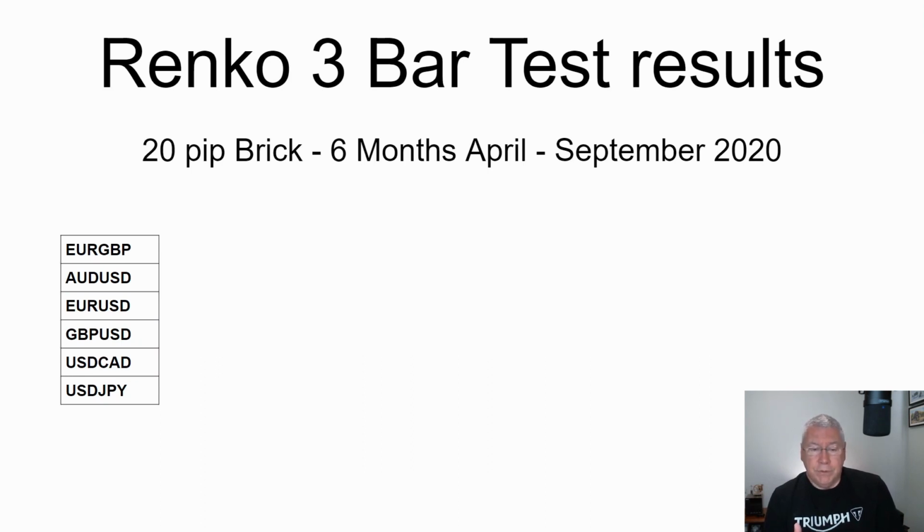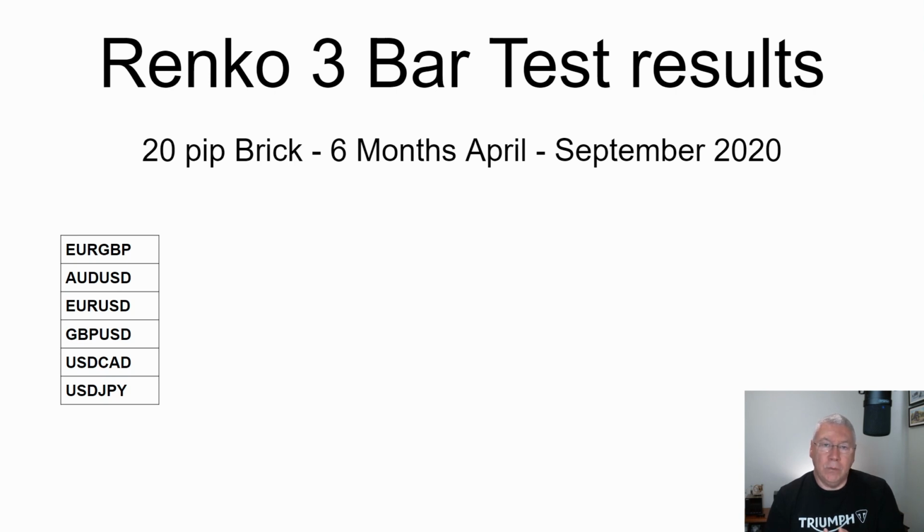I ran across 6 currency pairs: Euro Pound, Australian dollar, Euro US dollar, Pound US dollar, Dollar Canadian, and Dollar Yen. And I had the same settings for all of those pairs. I was looking for how many trades would be executed, how many of those trades would be a win, and I wasn't looking at the dollar value of the win or loss.